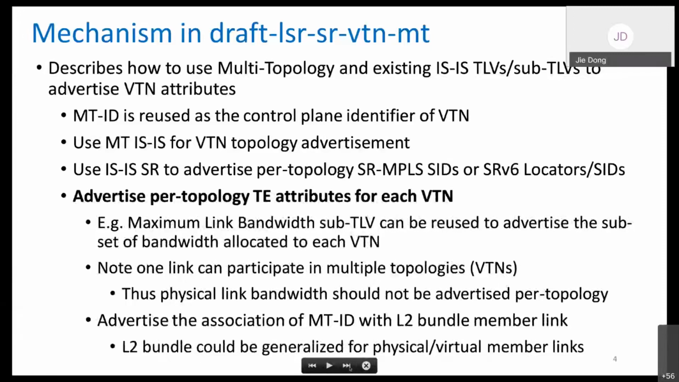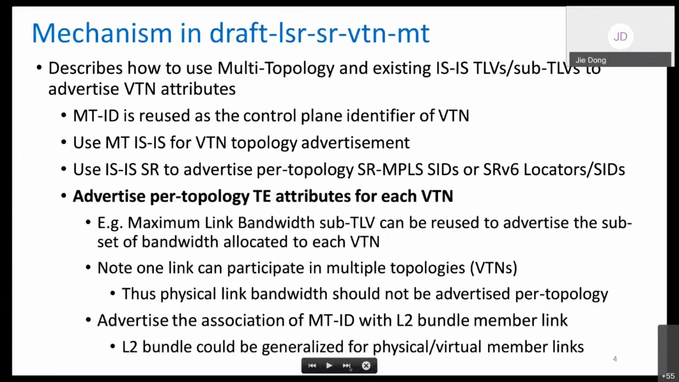In addition, we also consider advertising the TE attributes for each VTN. For example, we need to advertise the bandwidth reserved for each topology on a specific link. In this case, we can reuse the maximum link bandwidth TLV, but since one link can participate in multiple topologies, we should not advertise the physical link bandwidth for each topology. We should advertise a subset of the link bandwidth for a specific topology, and the sum of all this bandwidth for all the topologies on one link will be the physical link bandwidth.